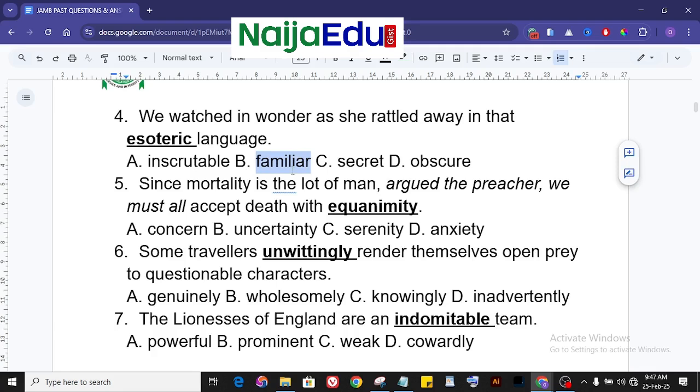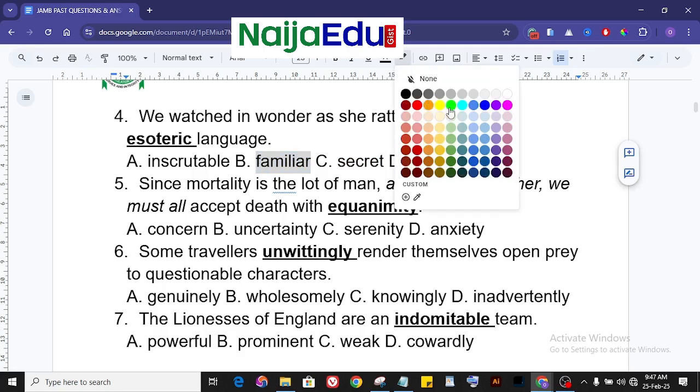Understand? Then option C is secret, which means something that is also hidden. Then option D, obscure, is also related to esoteric, something that is also secretive. That is what obscure also means. So the correct answer to this is familiar. Understand? So familiar is the correct answer to this.